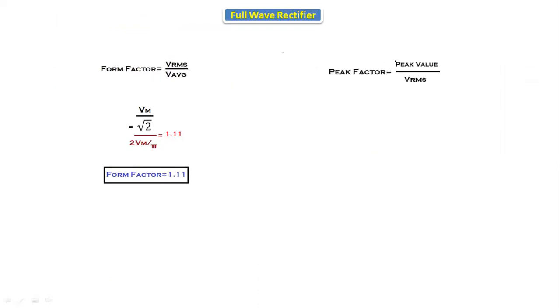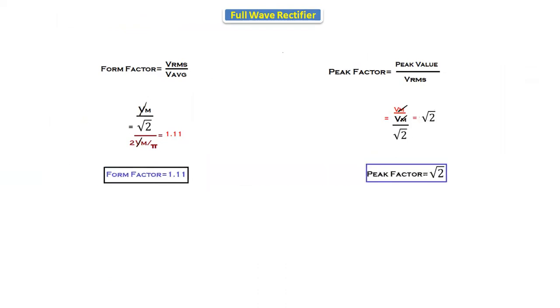So the peak factor formula is peak value by RMS value. The peak value is Vm and the RMS value is Vm by root 2. Finally Vm gets cancelled here, and we will get root 2. So the peak factor of the center tapped full wave rectifier is root 2.